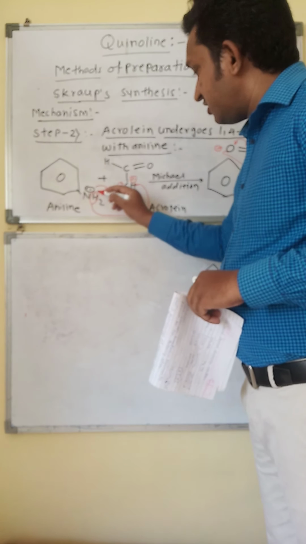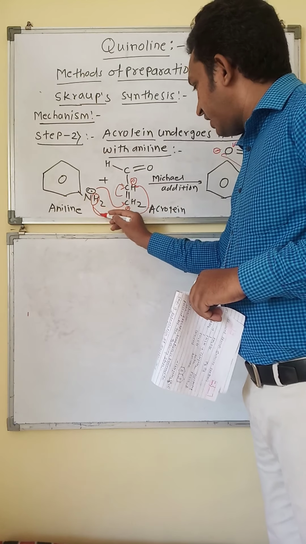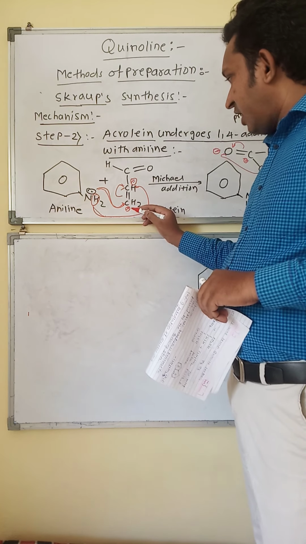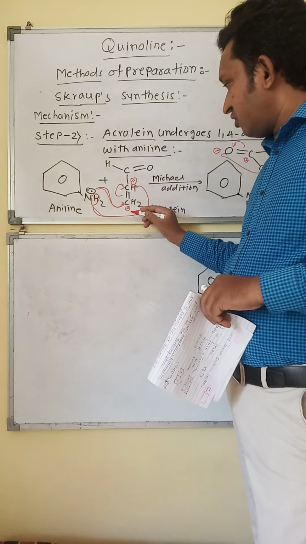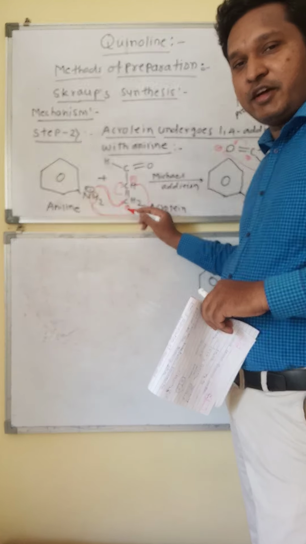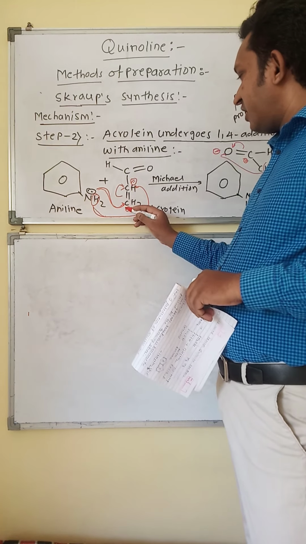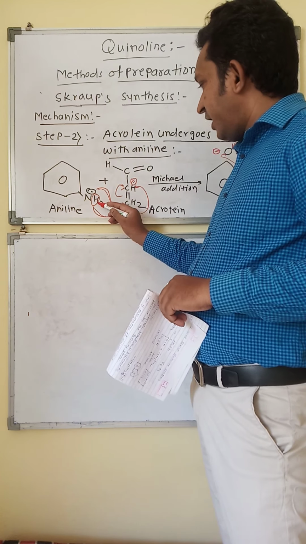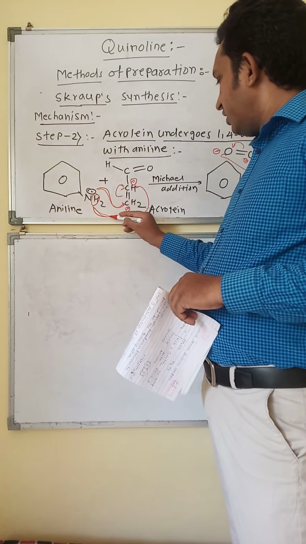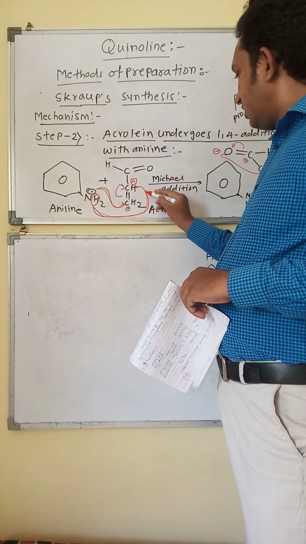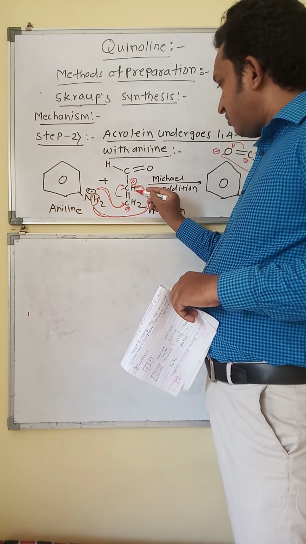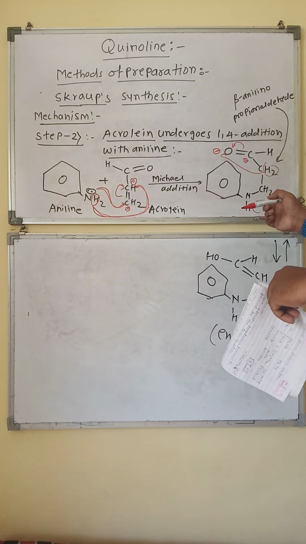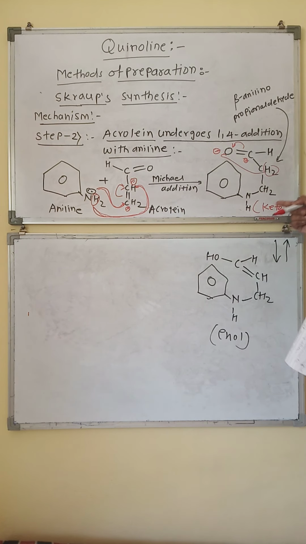Now this nitrogen, the nucleophile, will attack the third number carbon atom, which is electron deficient. There is a nucleophilic attack by this nitrogen, and there is attachment of this structure. Side by side, one hydrogen from the amino group will be abstracted towards this electron rich carbon atom. This CH becomes CH2 after the protonation, and we get the Michael addition product, that is this structure.